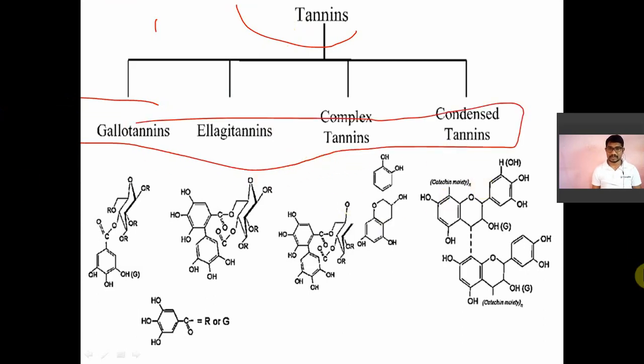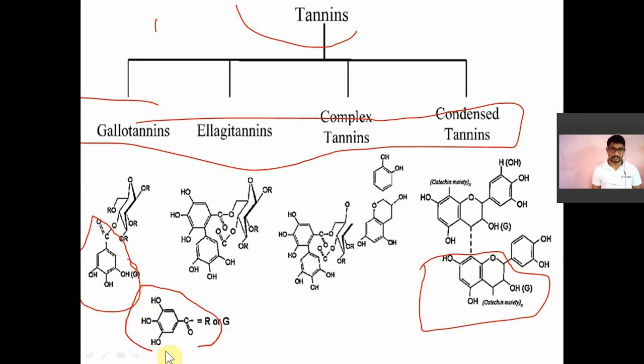Gallotannins, ellagitannins, complex tannins, and condensed. These are nothing but polyhydroxy phenolic compounds. This structure is known as the flavan. This structure, for example, is known as ellagic acid. Ellagic acid, or this structure is also ellagic acid.